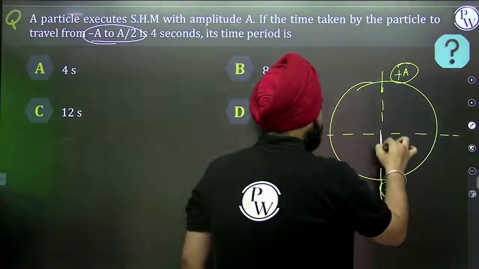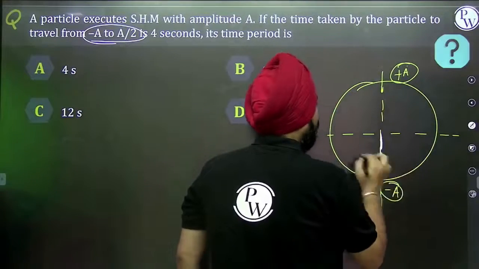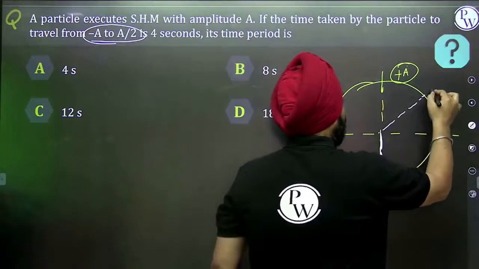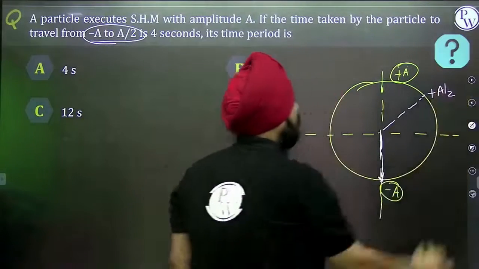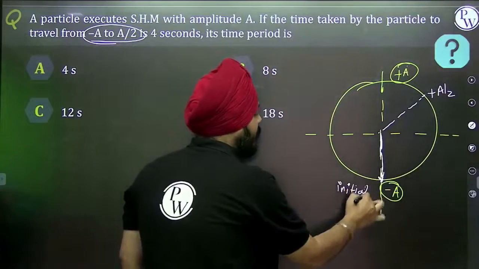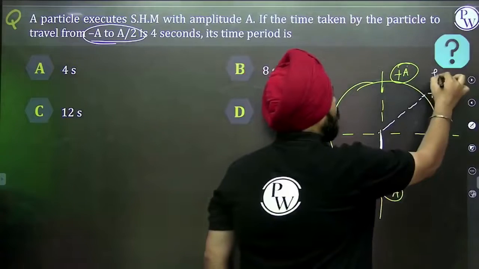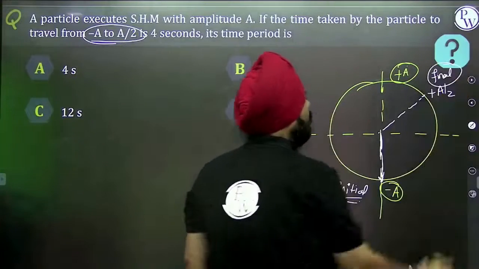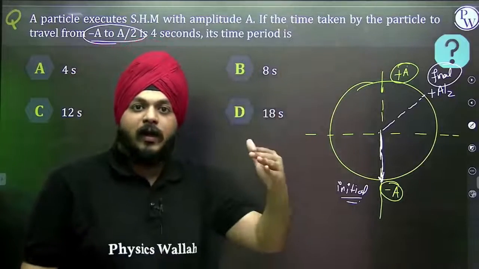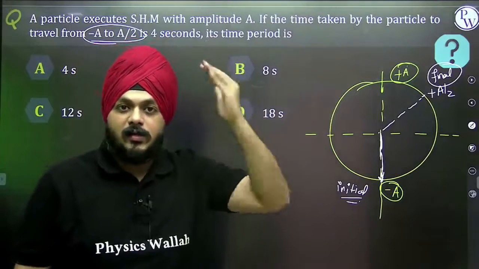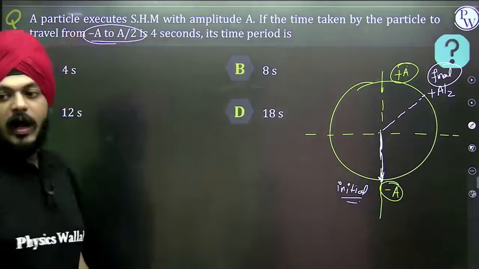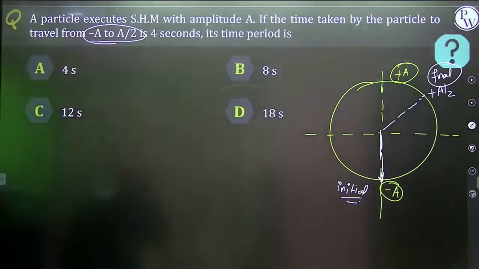So see, minus A is here, and A by 2 is somewhere here. So this is the initial position on the phasor, and this is the final position on the phasor. I'm going to show you the difference between the actual method and how a phasor resolves it and saves time. How the phasor is resolving and saving your time.